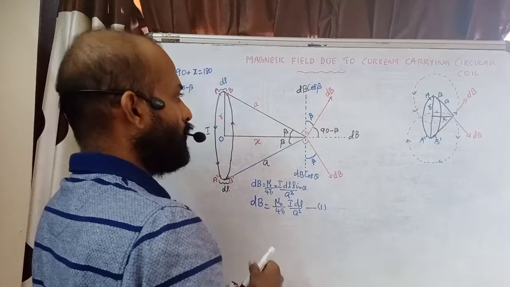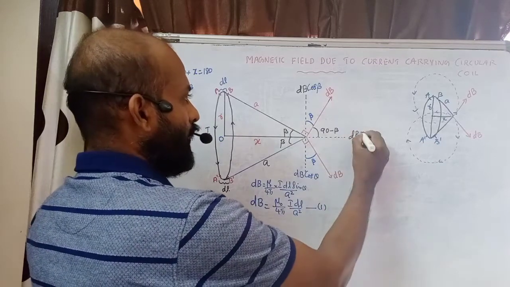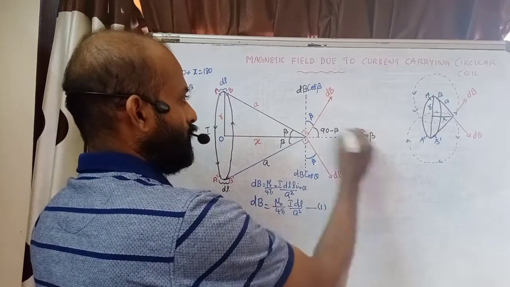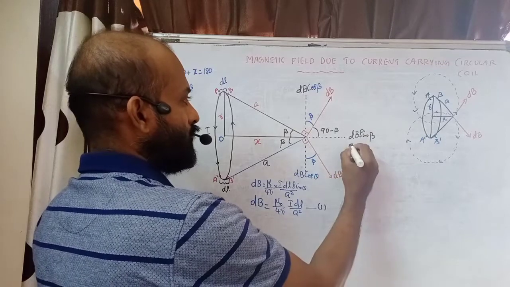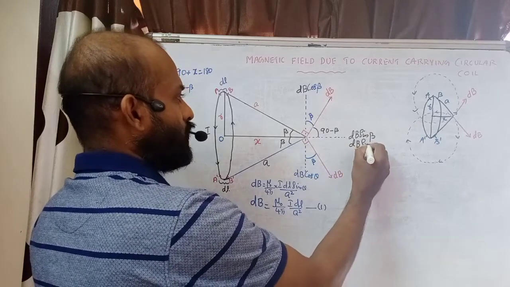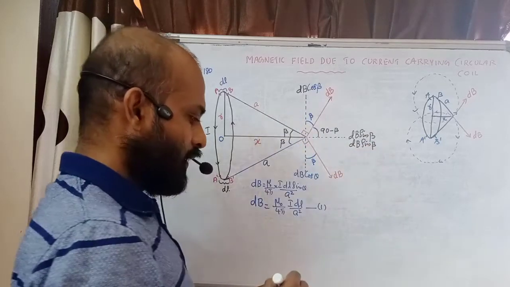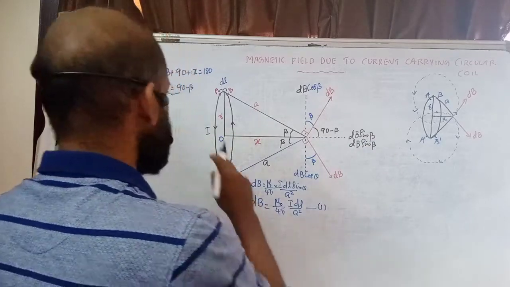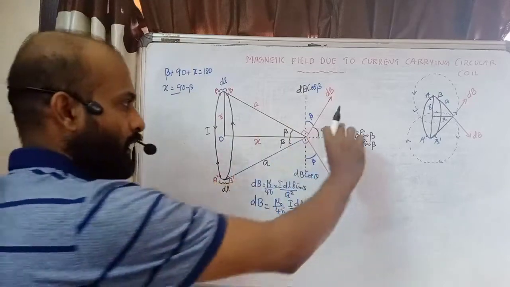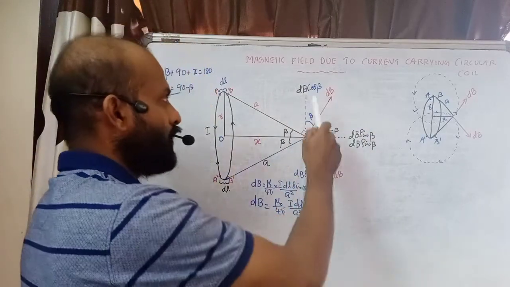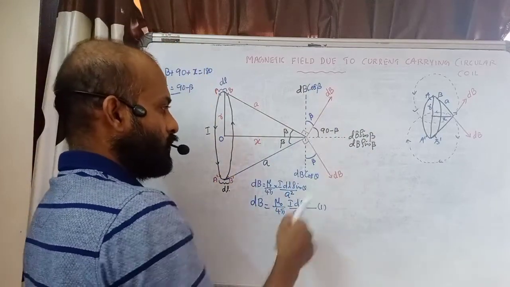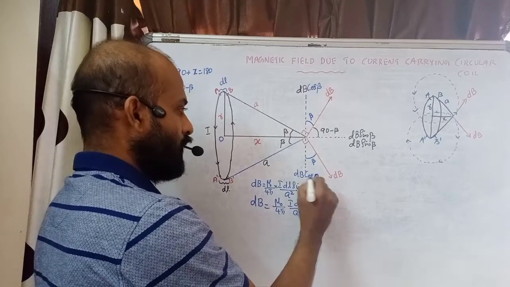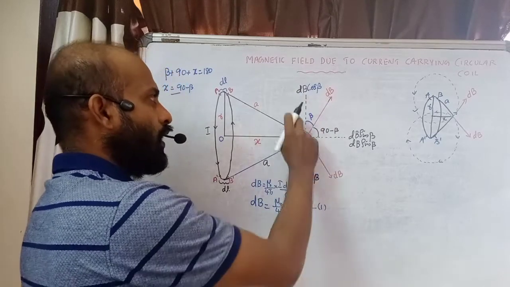What about the horizontal components? It will be dB sin beta I need to take. Okay. So this also has a dB sin beta. How to take components that we have already learned in the +1 class. Okay. Anyway, I'll explain once again at last how to take these components. So we have got two components, dB cos beta and dB, sorry, not theta, it is beta. dB cos beta, dB cos beta, equal and opposite.